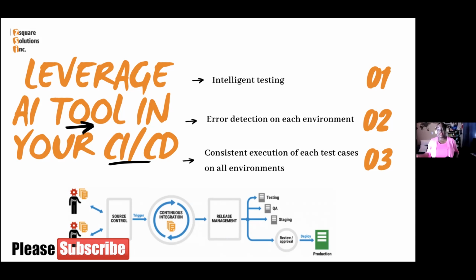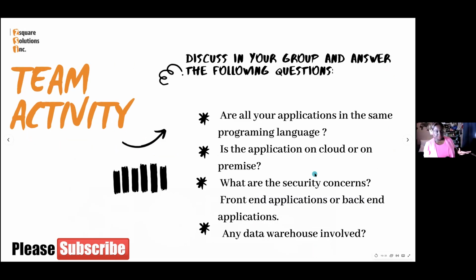Consistent execution of your test cases in all environments is also important. When you're working in CI/CD, that's very important for what you're trying to do. You want to be able to test easily from one environment to another. So if you adopt or try to leverage an AI tool, it can help you with that as well.